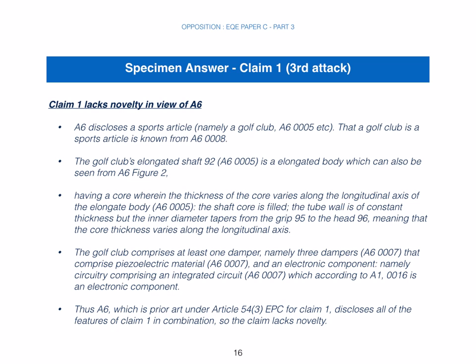Thus, A6, which is prior art under Article 54.3 EPC for Claim 1, discloses all of the features of Claim 1 in combination, so the claim lacks novelty. Notice the slightly different conclusion bringing in Article 54.3 EPC. Now we turn to some notes on arguing lack of inventive step.